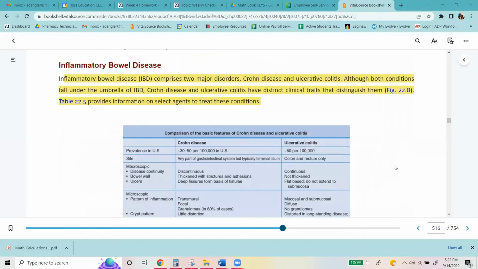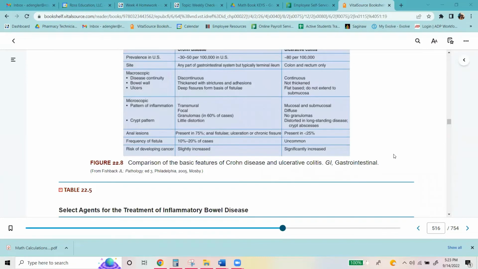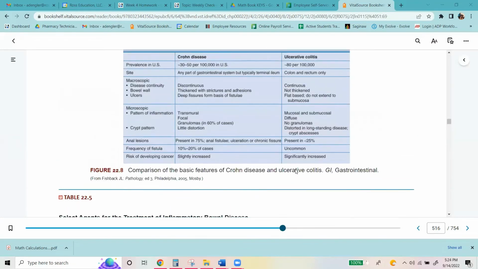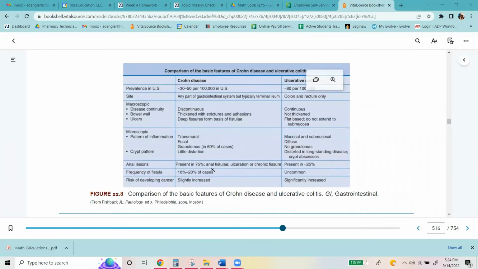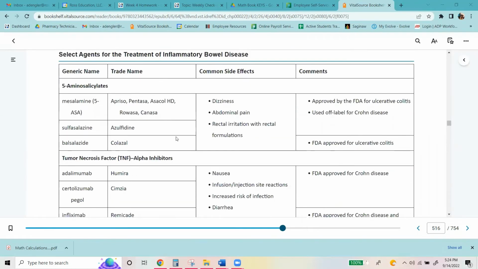Inflammatory bowel disease comprises two major disorders, Crohn's disease and ulcerative colitis. Although both conditions fall under the umbrella of IBD, Crohn's disease and ulcerative colitis have distinct clinical traits that distinguish them. Table 22.5 provides information on select agents to treat these conditions. And 22.8 is a comparison of the basic features of Crohn's and ulcerative colitis. So here is the Crohn's and here's ulcerative colitis. 22.5 again, select agents for the treatment of inflammatory bowel disease.